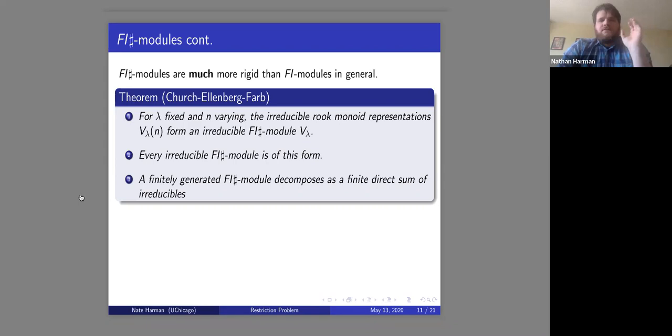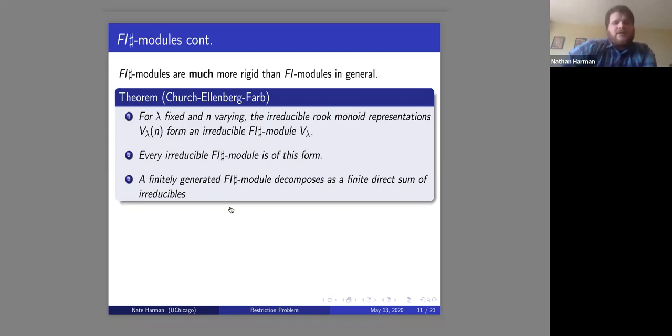Typical finitely generated FI modules are not direct sums of irreducibles, and moreover, they're in fact infinite extensions of irreducibles. So it's a much stronger, more rigid condition to be an FI sharp module than an FI module.